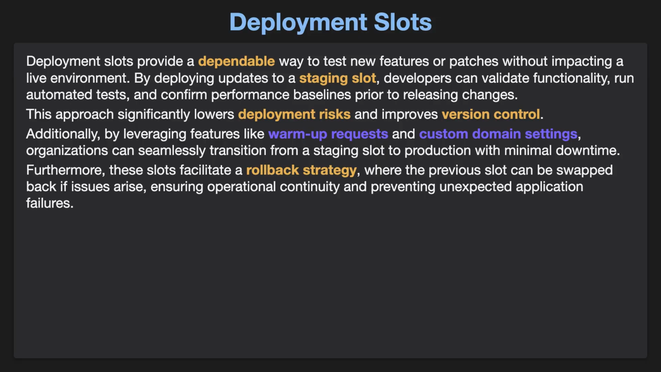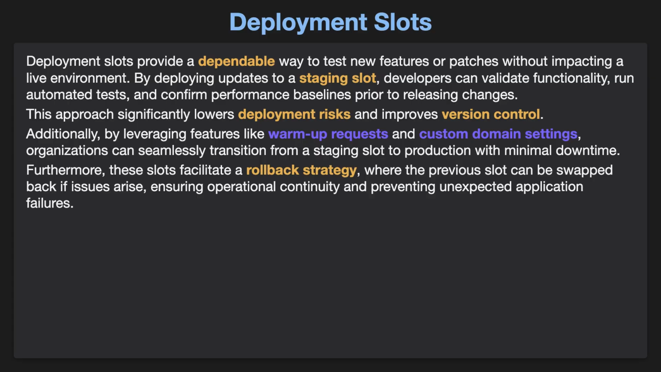Deployment slots provide a dependable way to test new features or patches without impacting a live environment. By deploying updates to a staging slot, developers can validate functionality, run automated tests, and confirm performance baselines prior to releasing changes. This approach significantly lowers deployment risks and improves version control.